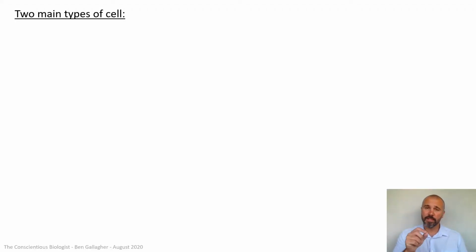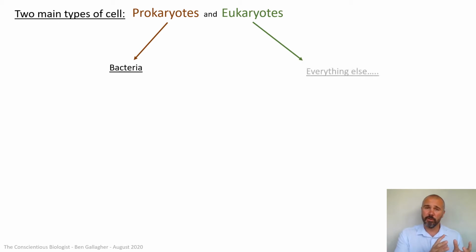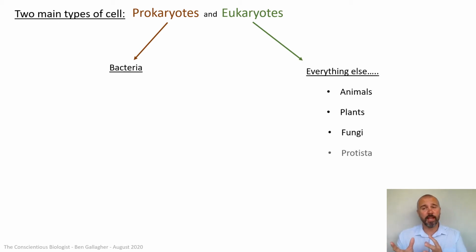So given everything we've looked at so far in genetic engineering has been engineering of eukaryotes, mostly animals we've talked about, but we've given a few examples of plant engineering, it's worth just going back and looking at the two main types of cells in life, which is prokaryotic and eukaryotic, or prokaryotes and eukaryotes. Now, prokaryotes, we're really just talking about bacteria. Eukaryotes is everything else. That's the four main kingdoms of life: animals, plants, fungi, and protists, or protista. Okay, that's what we've focused on.